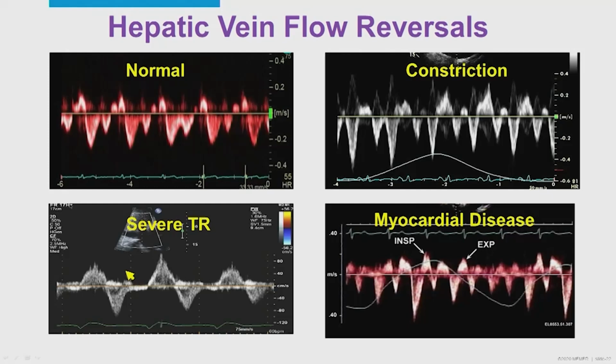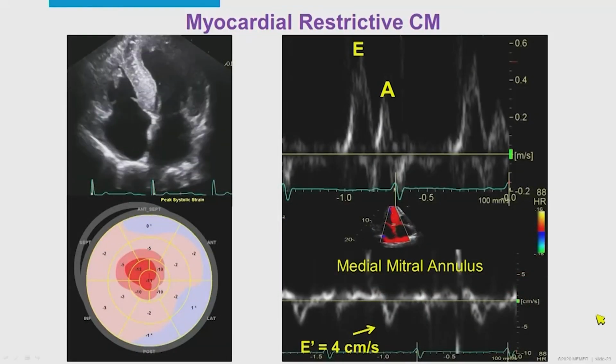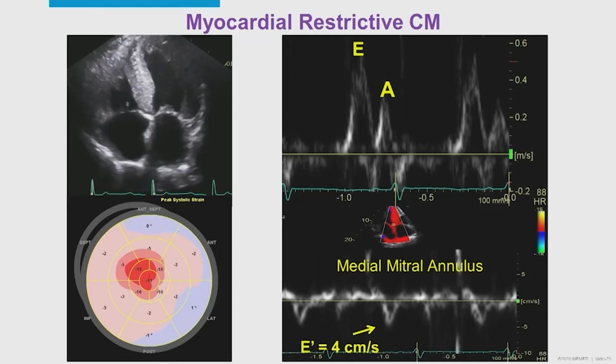And then sometimes severe TR can be confused clinically, but they have the flow reversal back into the hepatic vein during systole, not diastole. So this is a very good thing to do clinically when you do echocardiogram to separate different types of right heart failures. And this is an example of myocardial disease.